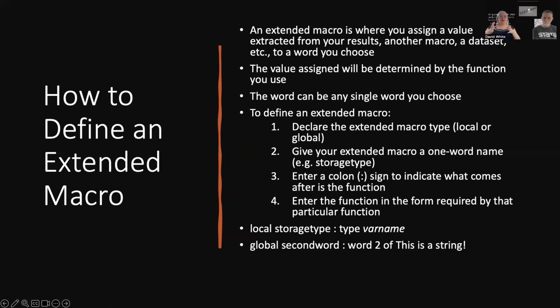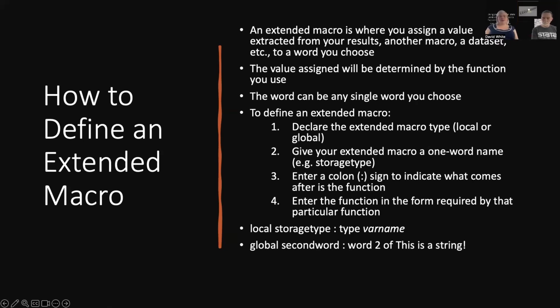And then the fourth part of it is to enter the function that you're using in the form required. Different extended macro functions work differently and require you to give different information to get what you need. That's all in the help file. All the extended macro functions will tell you exactly what you need to do to call them. Right. Okay. If you can follow these 4 rules, that will help.